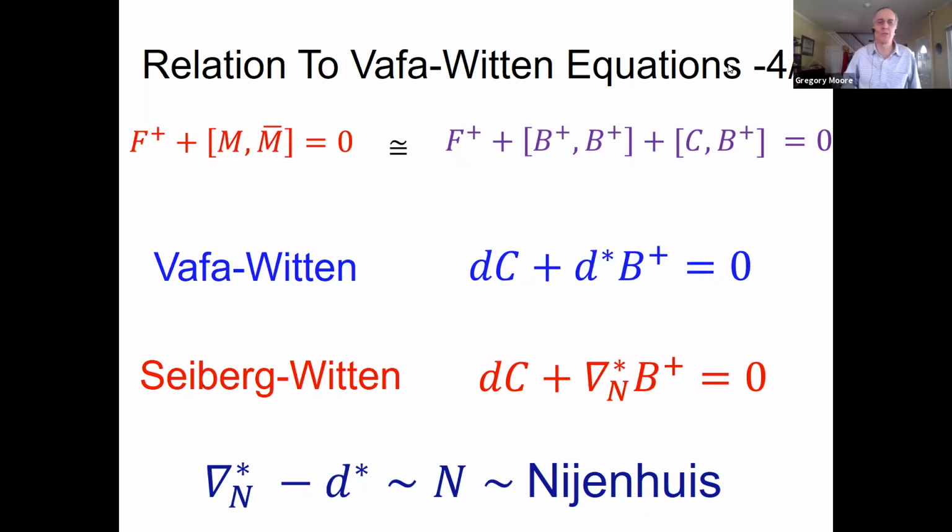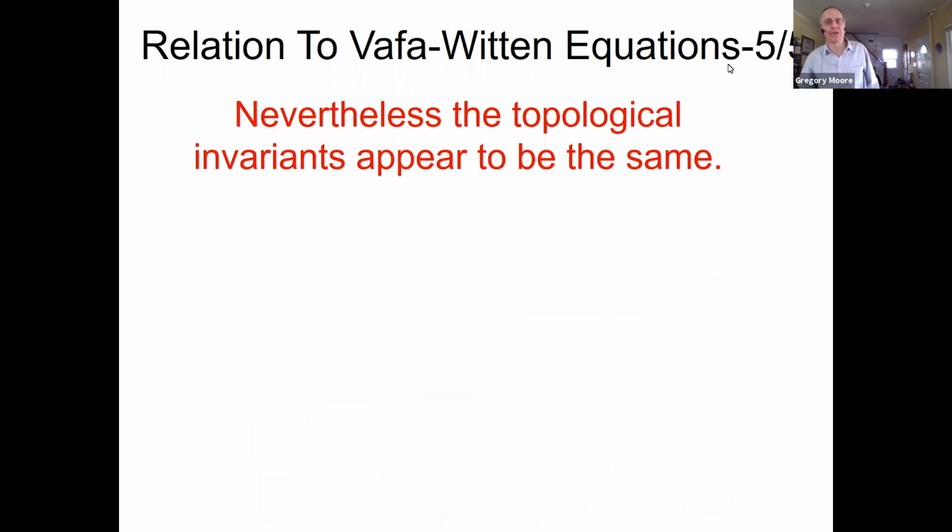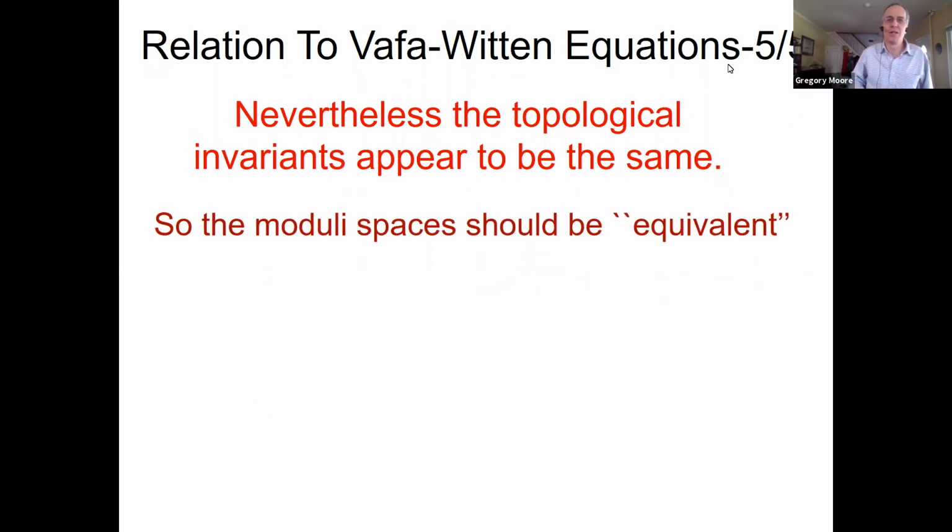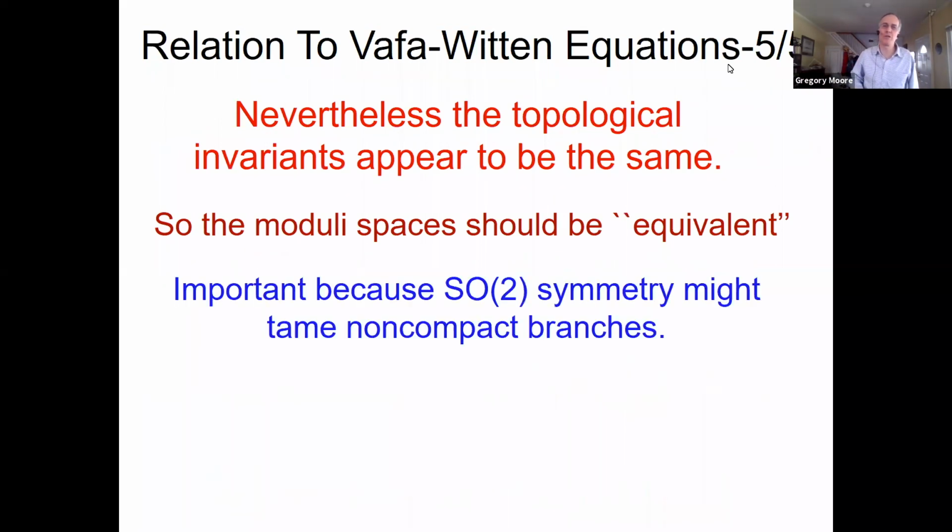So almost complex geometry is almost impossible to understand, largely because of the Nijenhuis tensor, which is almost impossible to pronounce. Anyway, the topological invariants appear to be the same. So our conjecture is that the moduli spaces are in some sense equivalent.